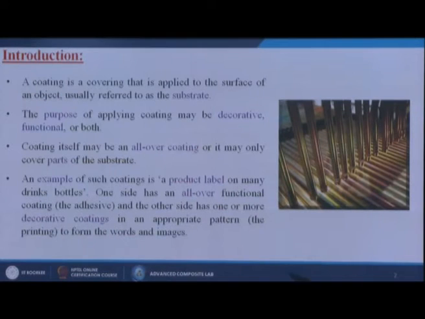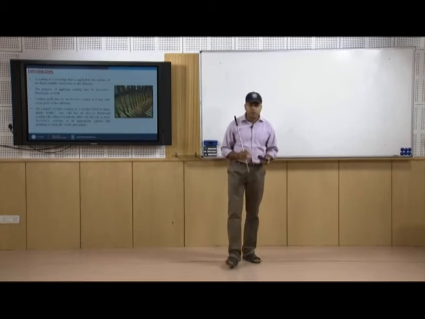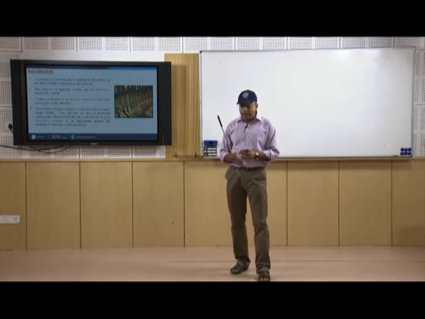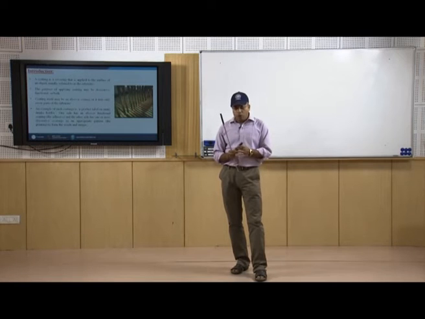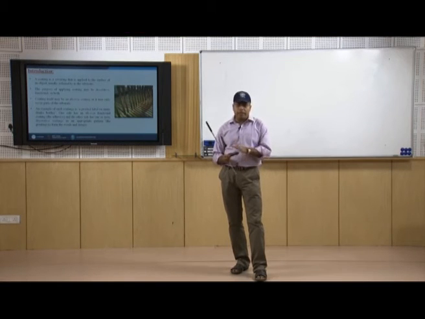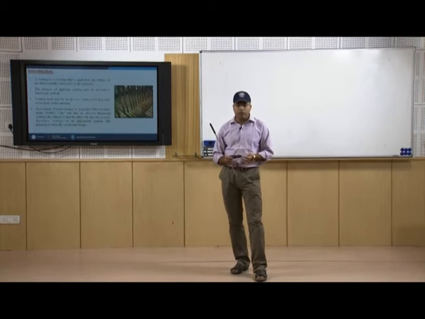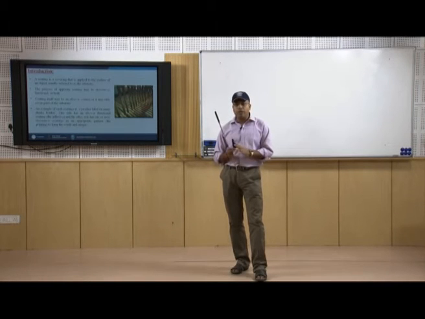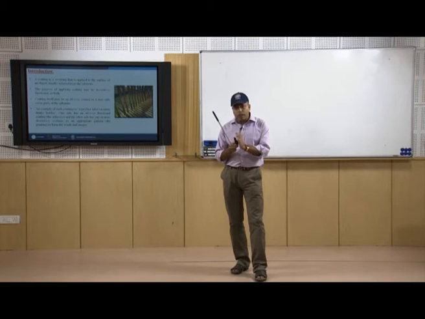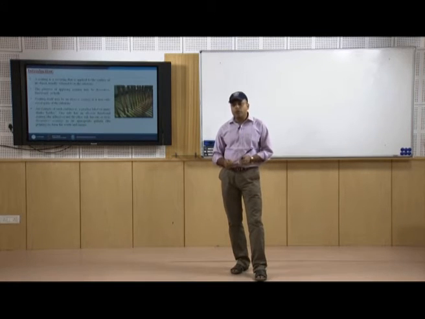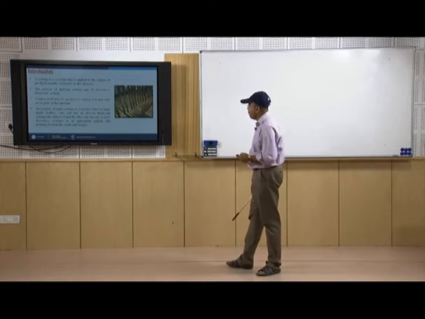An example of such a coating is a product label on many drinks bottles. One side has an all-over functional coating, the adhesive, and the other side has one or more decorative coatings in an appropriate pattern, mainly printing to form words or images. Suppose we take drinks bottles like Coca-Cola or Thums Up; we can see that a label is stuck onto the bottle. One side is the lucrative one, where we can see the name of the drink, the contents, the price and the manufacturing date, and on the opposite side we put adhesive so that it can stick to the bottle. So we can do both sides, or just one side, as per our requirement.